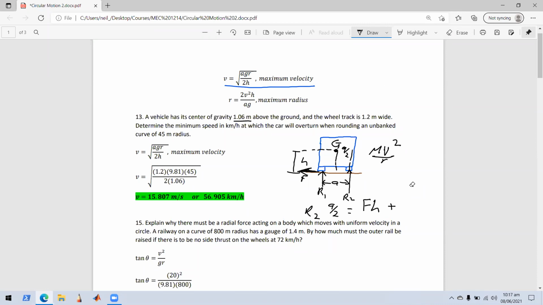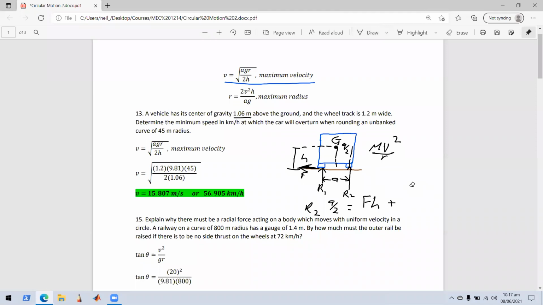Plus the moments from R1, from this force R1, which goes in the same direction as the F, right? So this F here will cause it to go this way. The force F clockwise, and R1 as well clockwise. But R2 is anti-clockwise, right? So R2 is equal to F plus R1, a divided by 2. And we establish this formula.